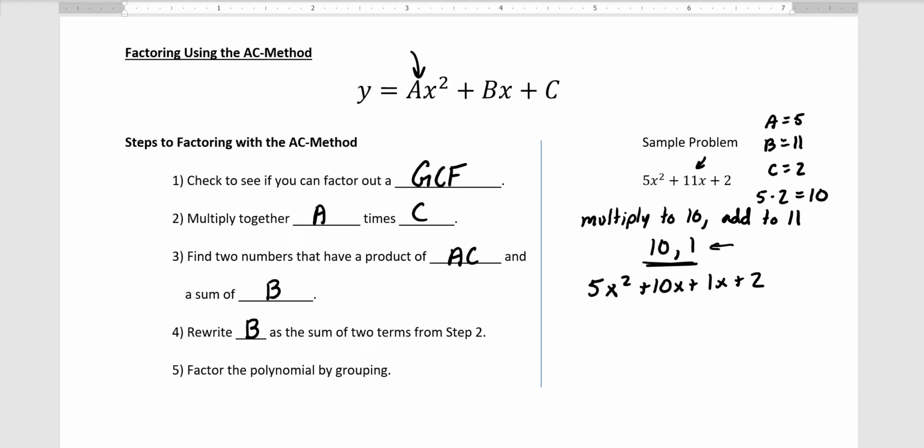Notice, this is the same value as our original, right? These two expressions have the same value. They're just written a little differently. But notice how many terms I have now. 4. How do we factor something with 4 terms?